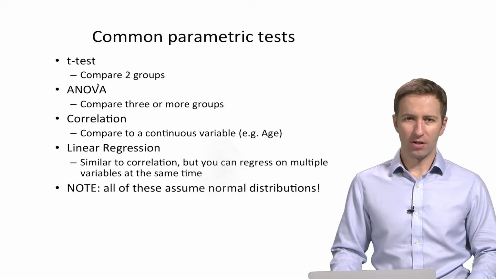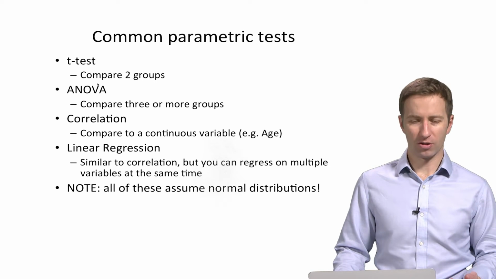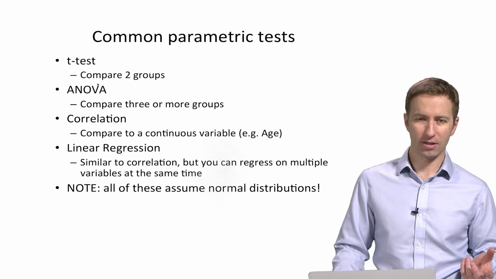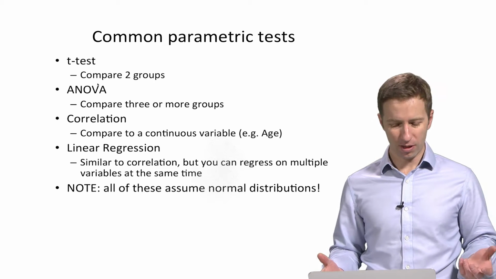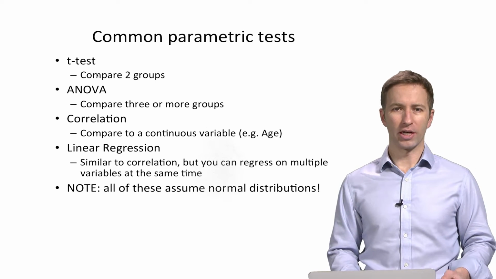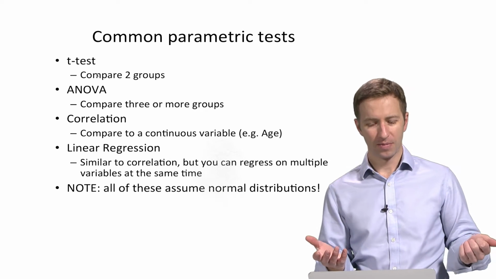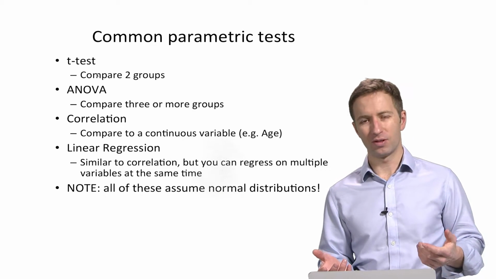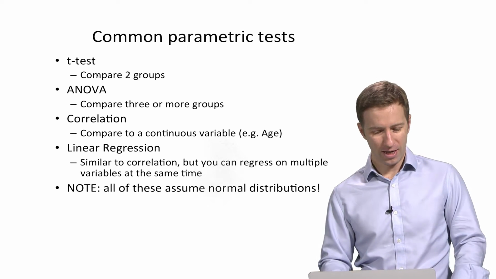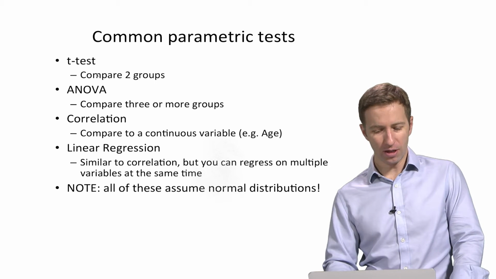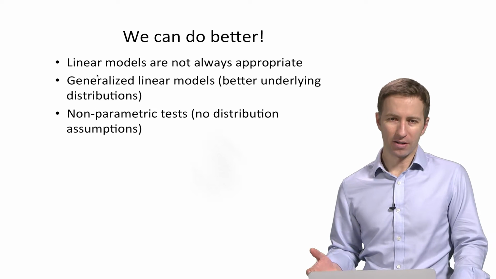Today we're going to talk more about statistical testing, but some more advanced aspects. In the previous video, we covered some of the common parametric tests that have a normal distribution underlying them: a t-test, which is used for comparing two groups, ANOVA when you have more than two, correlation when you're comparing your outcome to a continuous variable, and linear regression, which is similar to correlation, but you can also control for confounding variables. And we noted that these are all normal distributions, and we can often do better.